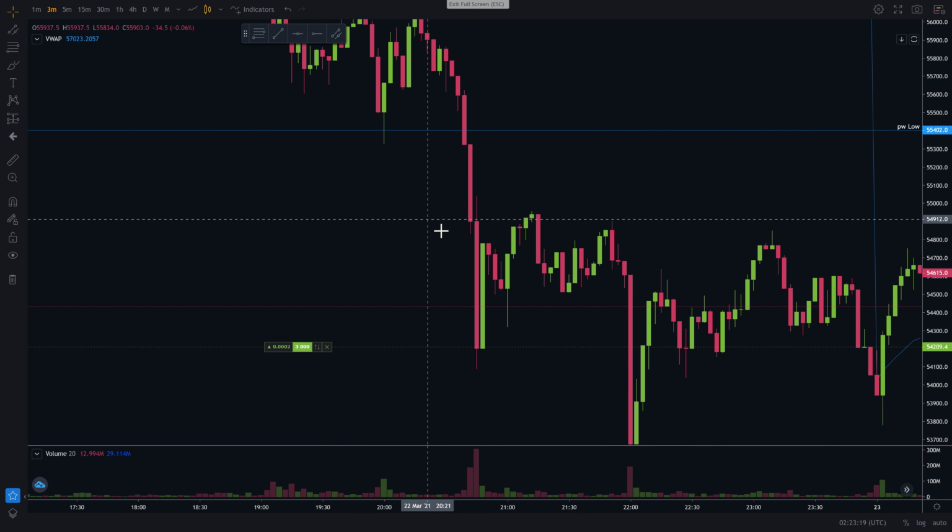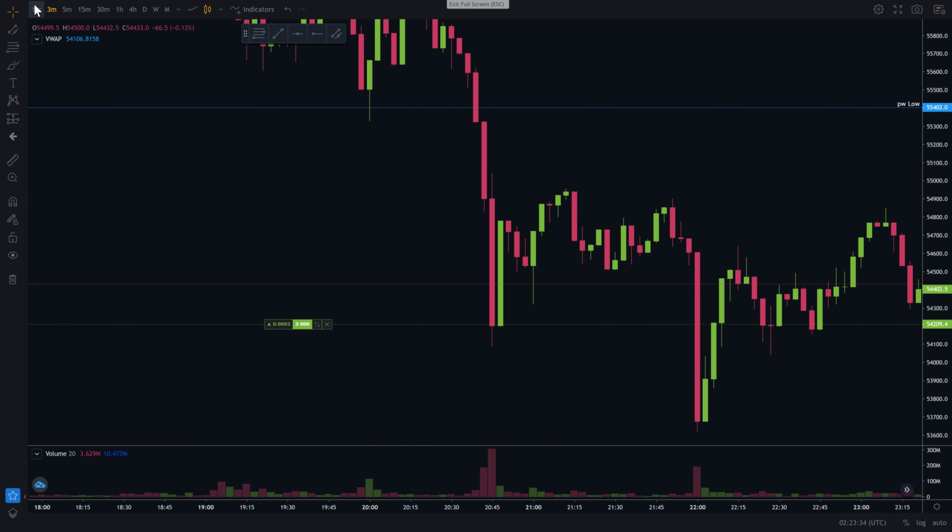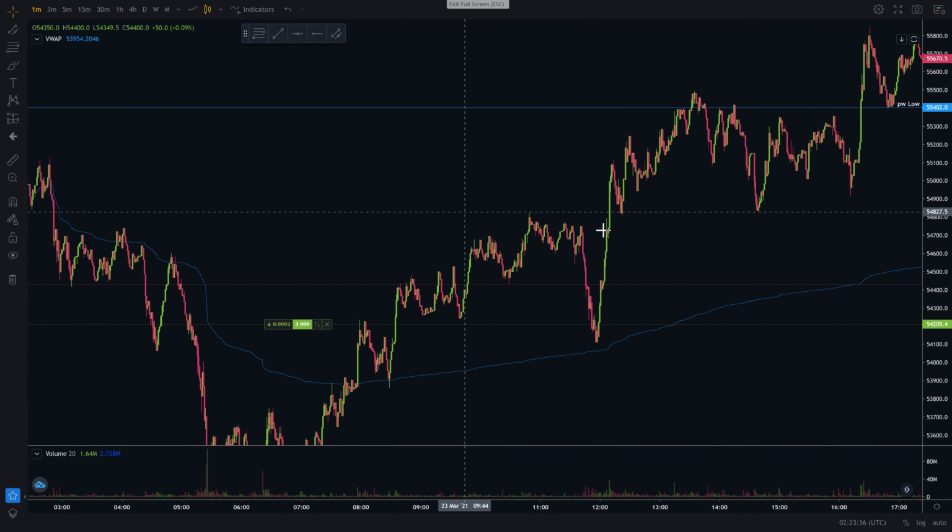So that's why you never buy the fall, you never try catching the falling knife. You wait until the candle closes, when the volume is showing you it's huge volume. Look at here, 300 million. That was absolutely huge volume. You can look at the 1-minute chart.